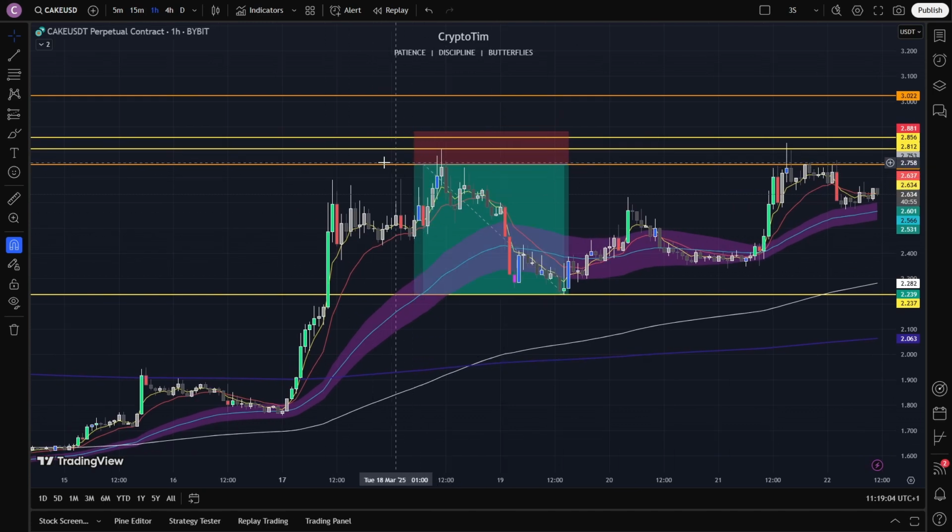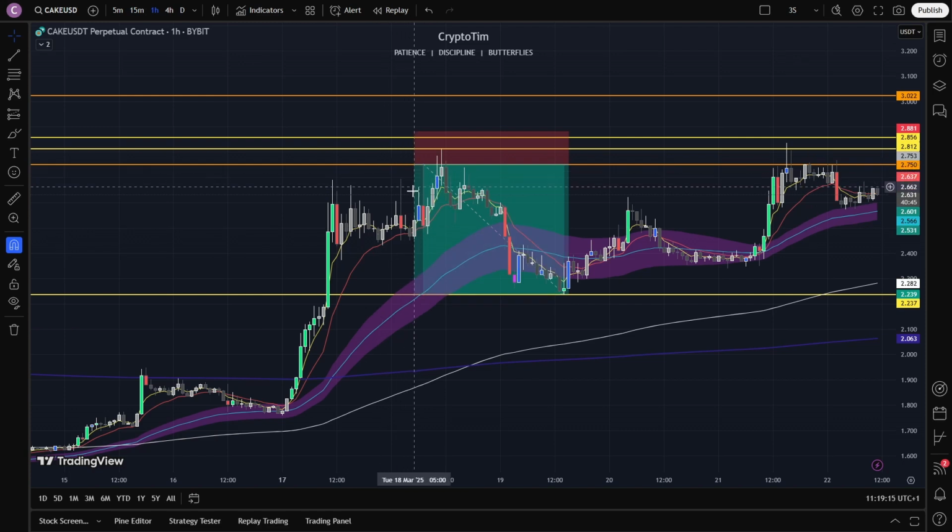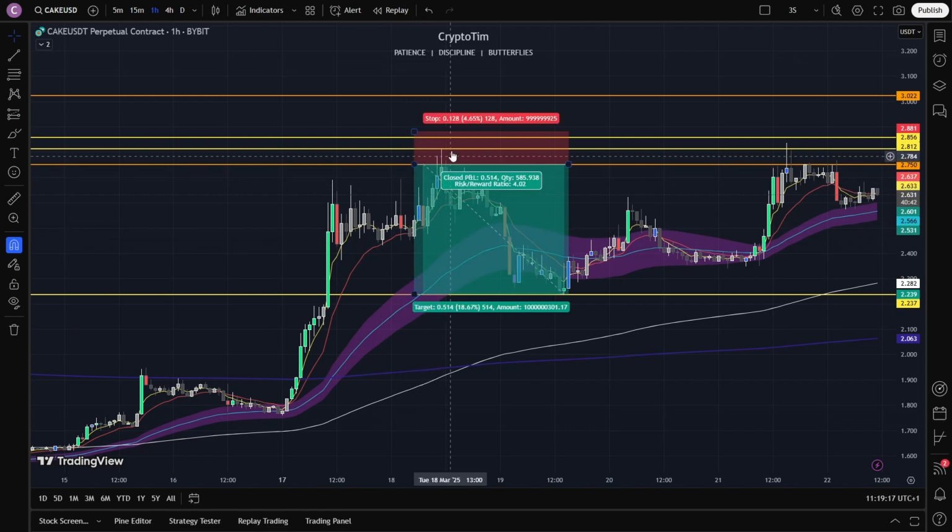We could see our entry zone got tapped in this wick right here, which surprisingly filled my whole order. Didn't expect it, but okay, it did. Had a reaction from it, eventually came back up a little bit more, hit the wicks that we indicated at first, and reversed from there.